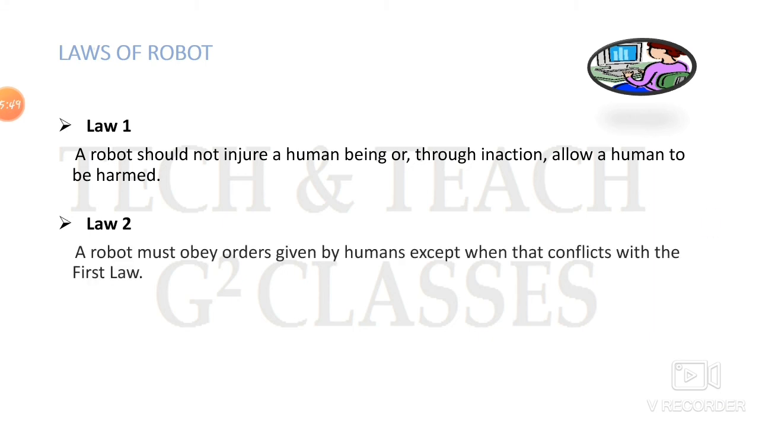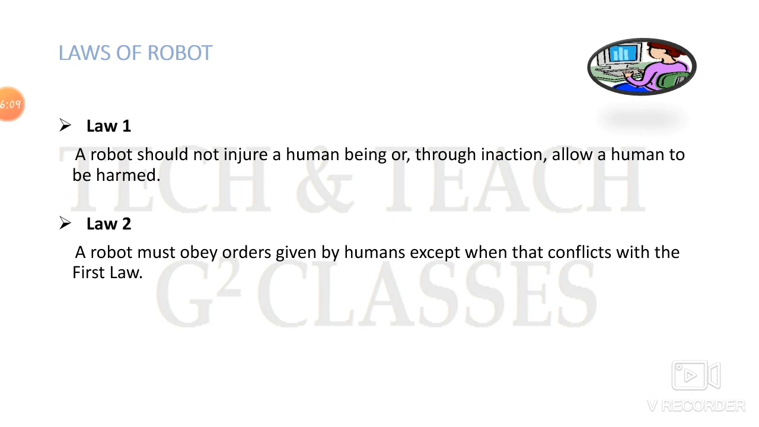I will mention it over here. A robot must obey orders given by humans, except when that conflicts with the first law. When an order is against the first law, it should stop there. It should not work further. It should obey my words, but if I tell it something against the first law, it should stop. That is the second law.